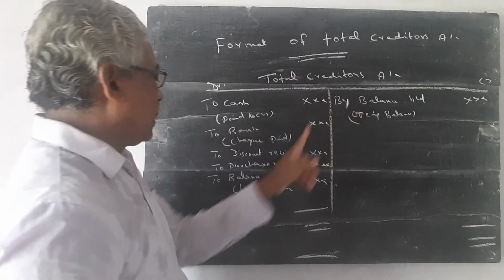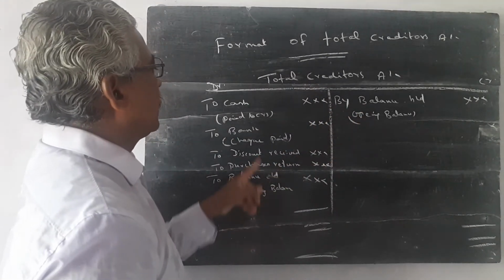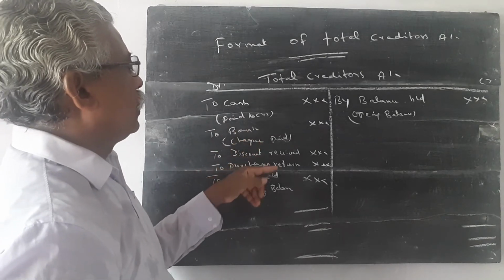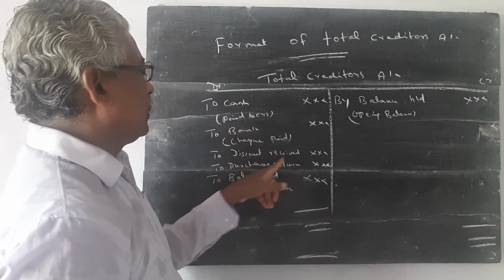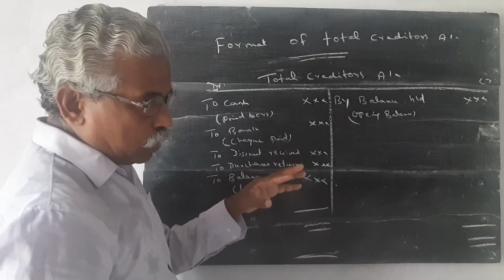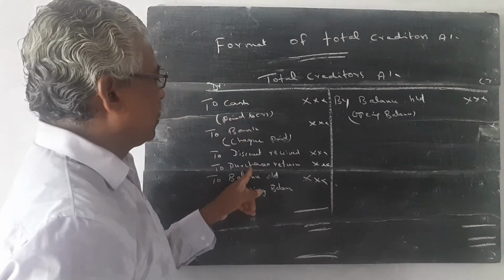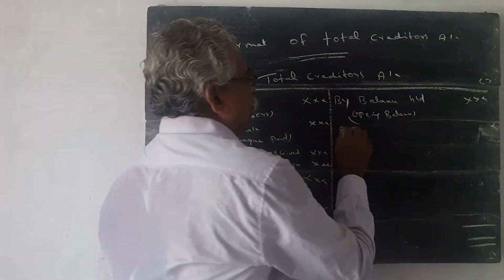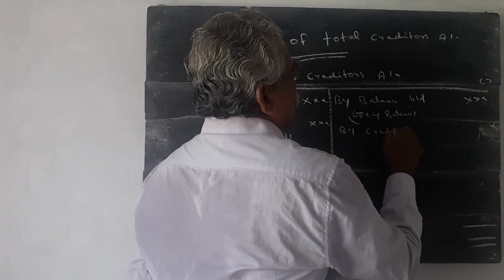Opening balance is entered here. Closing balance is entered here. Any cash paid to cash, any check paid to bank, any discount received. Any goods purchased and returned to our supplier, purchases return account. In the credit side, by credit purchases.